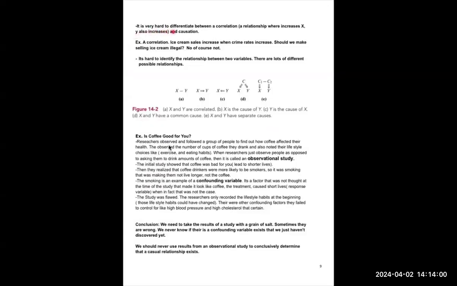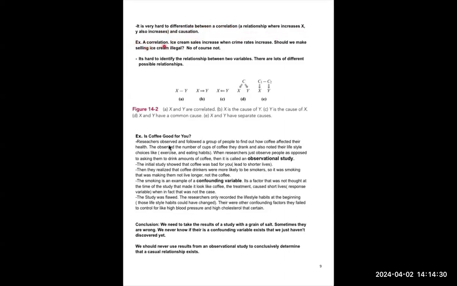The other thing is it's very hard to differentiate between a correlation, which is a relationship where as X increases, Y also increases, and a causation. I'll show you an example of a correlation in a minute. Causation is where one thing causes another. A correlation is just where the two things tend to increase together.